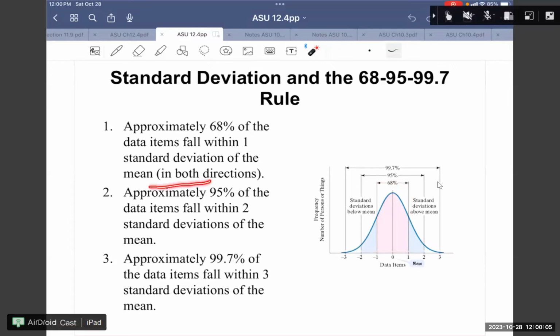For the second, approximately 95% of the data items fall within two standard deviations of the mean. See this line right here, that is the 95%. From here to here, we have two standard deviations of the mean. And the third one is approximately 99.7% of the data items fall within three standard deviations. So the last one right here, the mean with three standard deviations, spreads out in both directions.